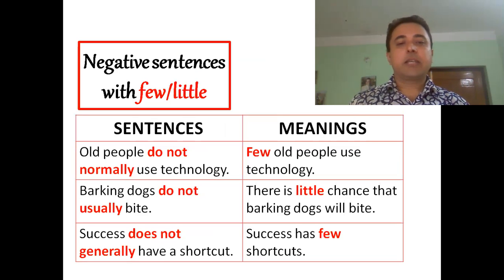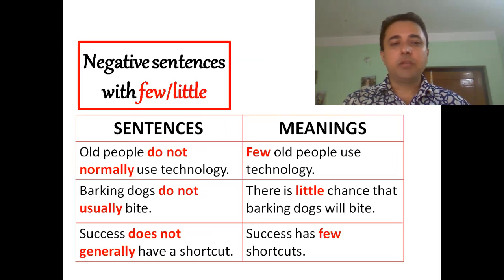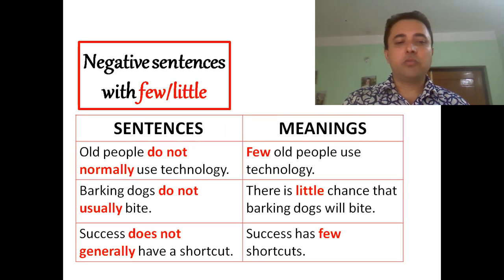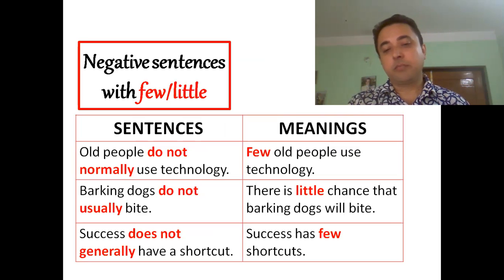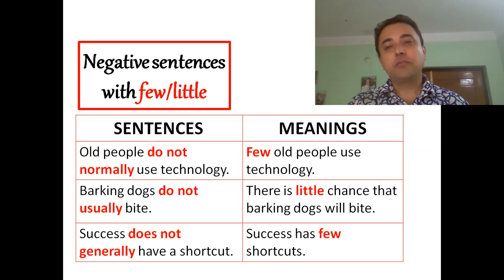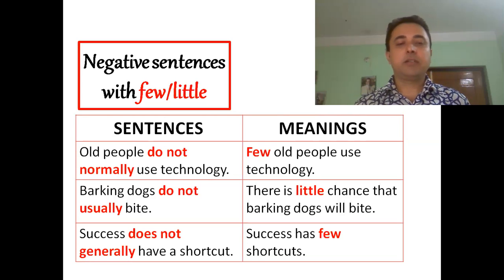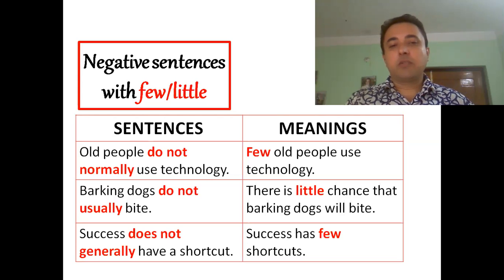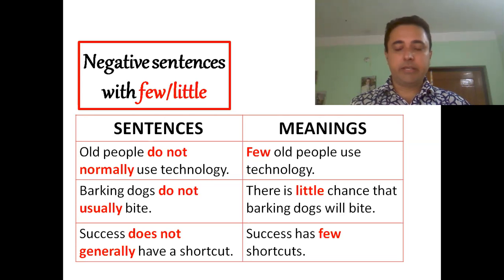Similar negative words can be created with the use of few and little. Old people do not normally use technology can become few old people use technology with exactly the same meaning. Barking dogs do not usually bite. There is little chance that barking dogs will bite. And success does not generally have a shortcut means success has few shortcuts. All right. Few for countable, little for uncountable. Otherwise, both have negative connotation.